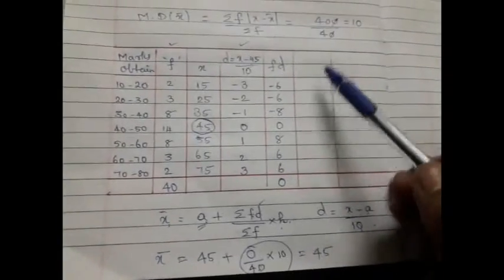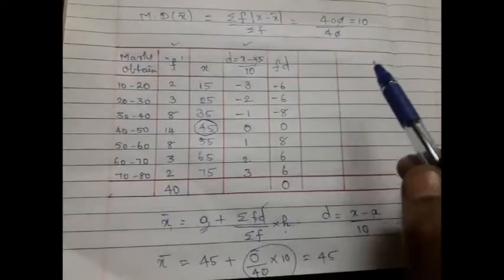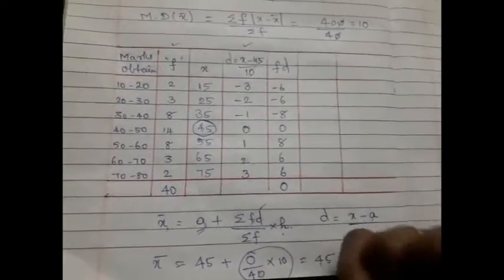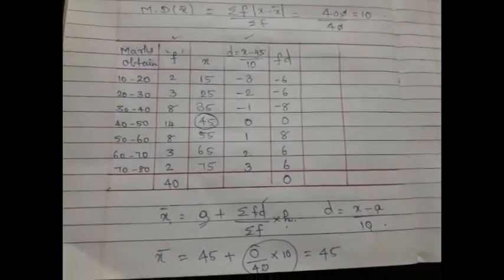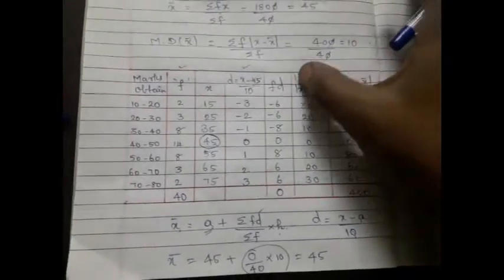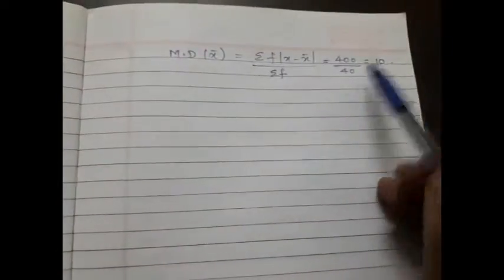What we have to do? We have to find the modulus, absolute value of the deviations of x from this mean. Then we have to find f into modulus of x minus x bar. Then we have to find the mean deviation. Let me show you. So after this, as I told you, the same procedure as we did. In fact, the same values only we will get, since the mean is same, right? So modulus of x minus x bar, then we have to multiply these absolute values with the f. Then we have to substitute in the formula. We got the same answer.